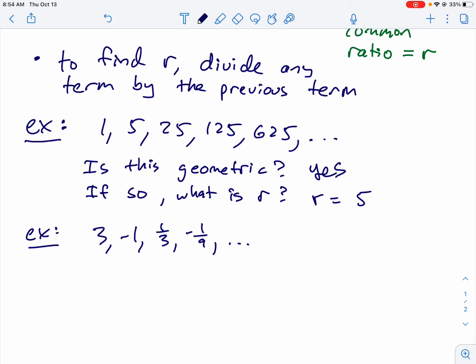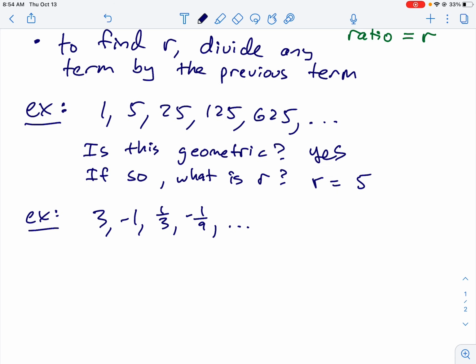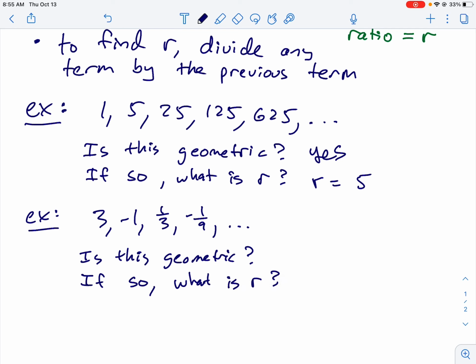Same questions. Okay. So is this geometric? If so, tell me what the ratio is. Okay, so take a minute, think about it.